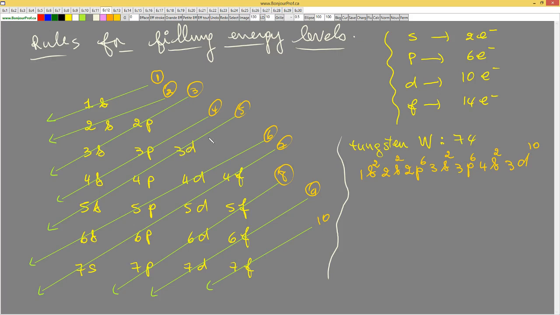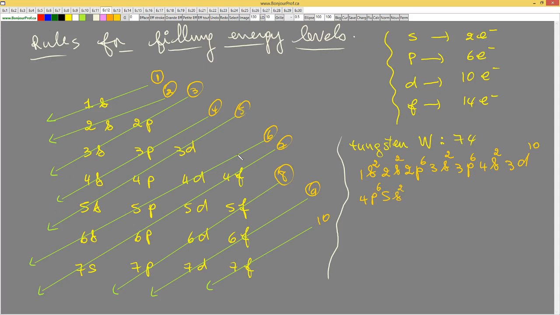And after 3d, the diagonal 5 told me you have to go to 4p. But p can hold 6. And then they told me go to 5s. And s can hold 2. So 5s can hold 2. So I was at 30, now I added 8. So the fifth diagonal is finished.